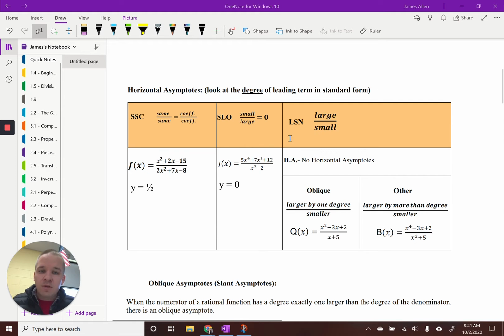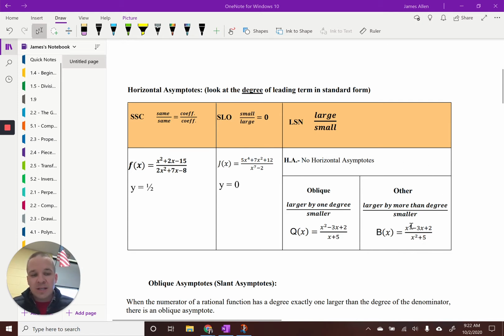But now we have the large over small, which we said has no horizontal asymptotes, which is true, but we have an oblique asymptote or something else. For the ones that we're going to deal with in this class, we're looking at the numerator larger by 1 degree than the denominator. So we're just dealing with x squared over x or x cubed over x squared. The other situations, we would have a parabolic asymptote, something that's outside the scope of this class. We aren't going to deal with that.